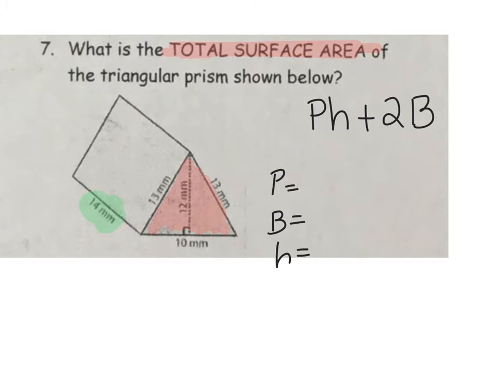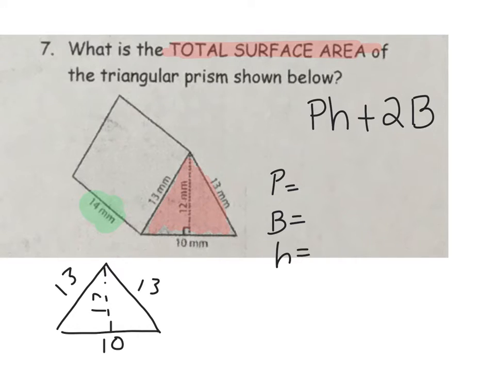So now let's redraw the base that I have. I'll redraw it out here. So we have a measurement of 10, measurement of 13, 13, and then this one down here is going to be 12. All right, here's my 90-degree angle there for you.